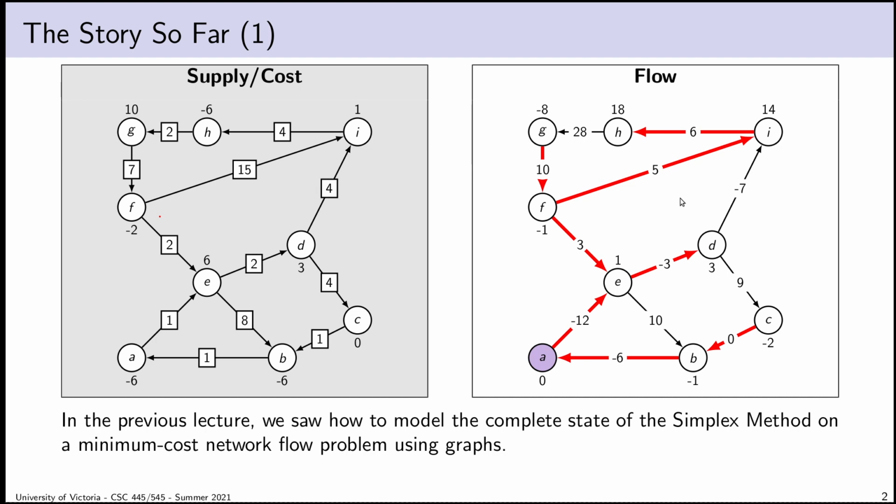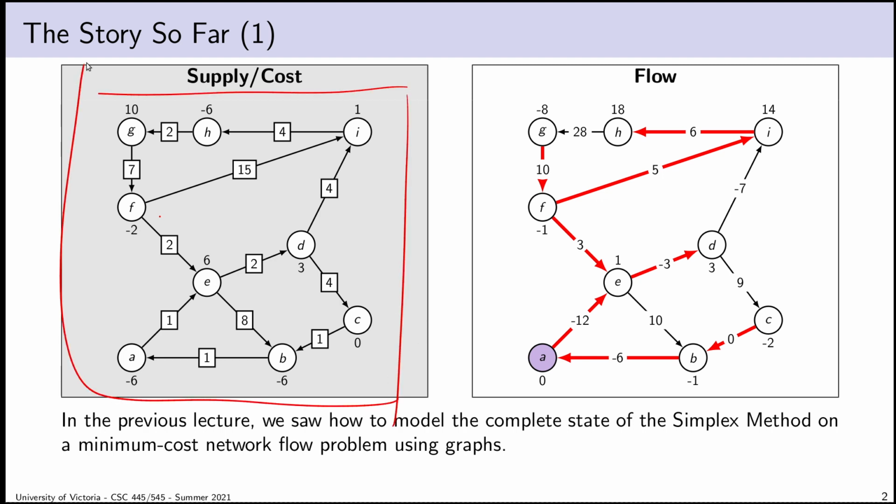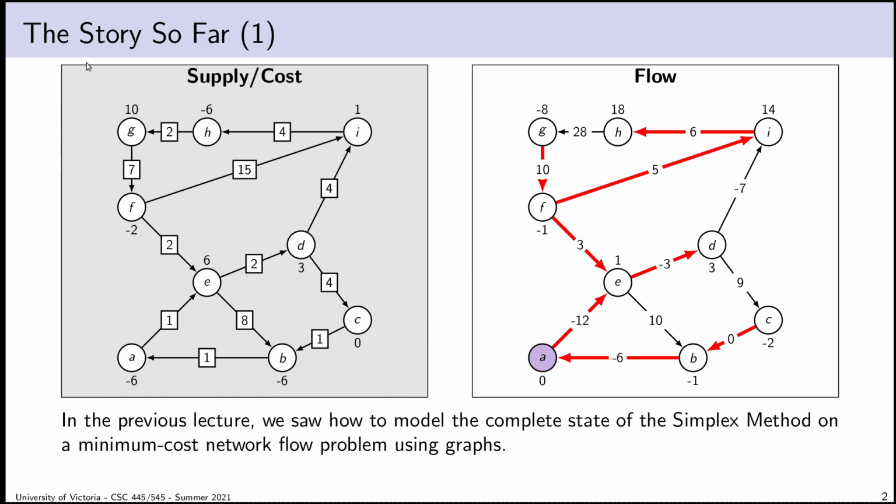So in the previous lectures, or actually over the past 2 lectures, we saw that what we could do was model the complete state of the simplex method on one of these minimum cost network flow problems using only a graph, by associating labels with vertices and edges of a copy of my graph. And we can then talk about things in graph theoretic terms. We can talk about the basis of our problem as a spanning tree.